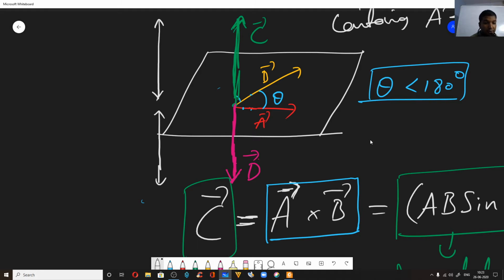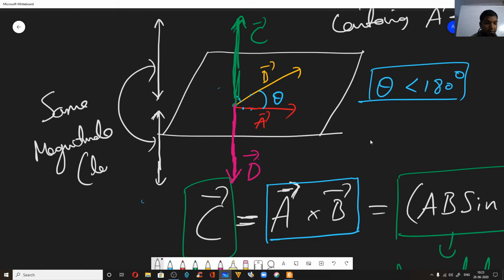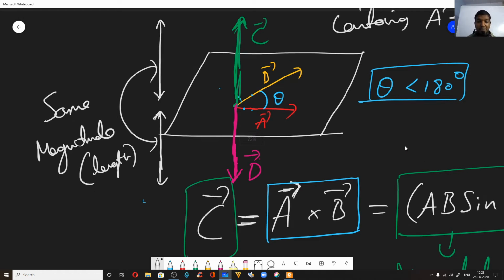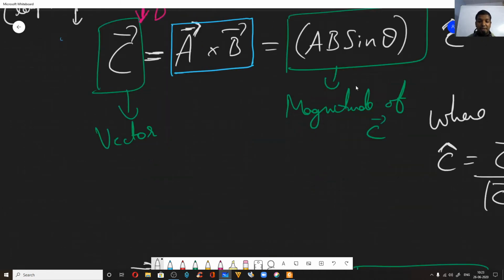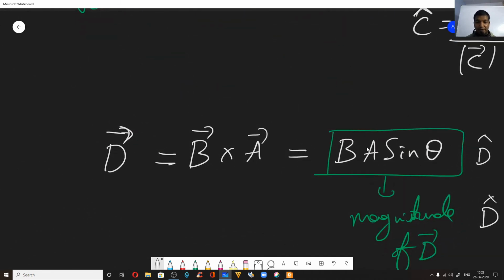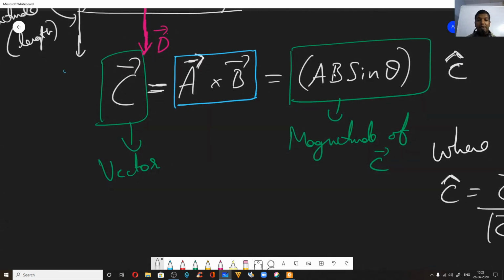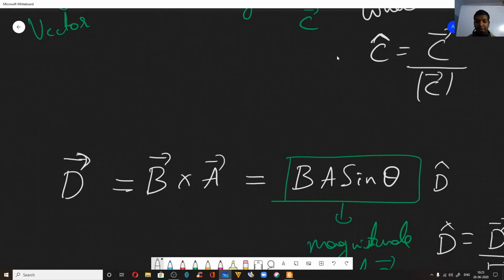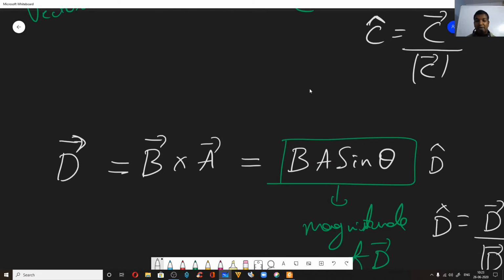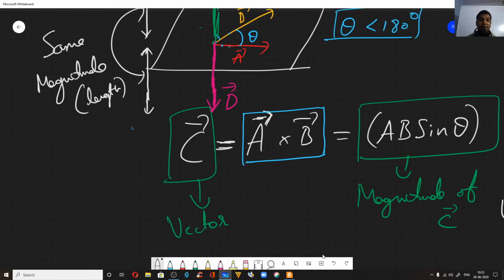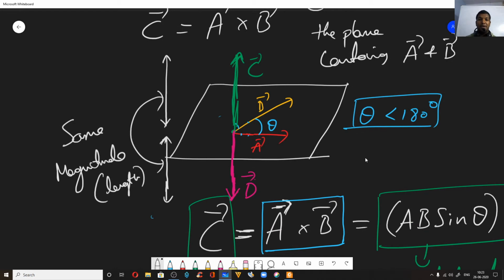So you can say same magnitude, that means same length. Why? Because magnitude is same. Because AB sin theta and BA sin theta, so there is no difference. Here we are just taking magnitude of A, magnitude of B, and sine of angle between them. So there is nothing wrong in that. But the direction will change because it all depends on A cross B, otherwise B cross A, correct?